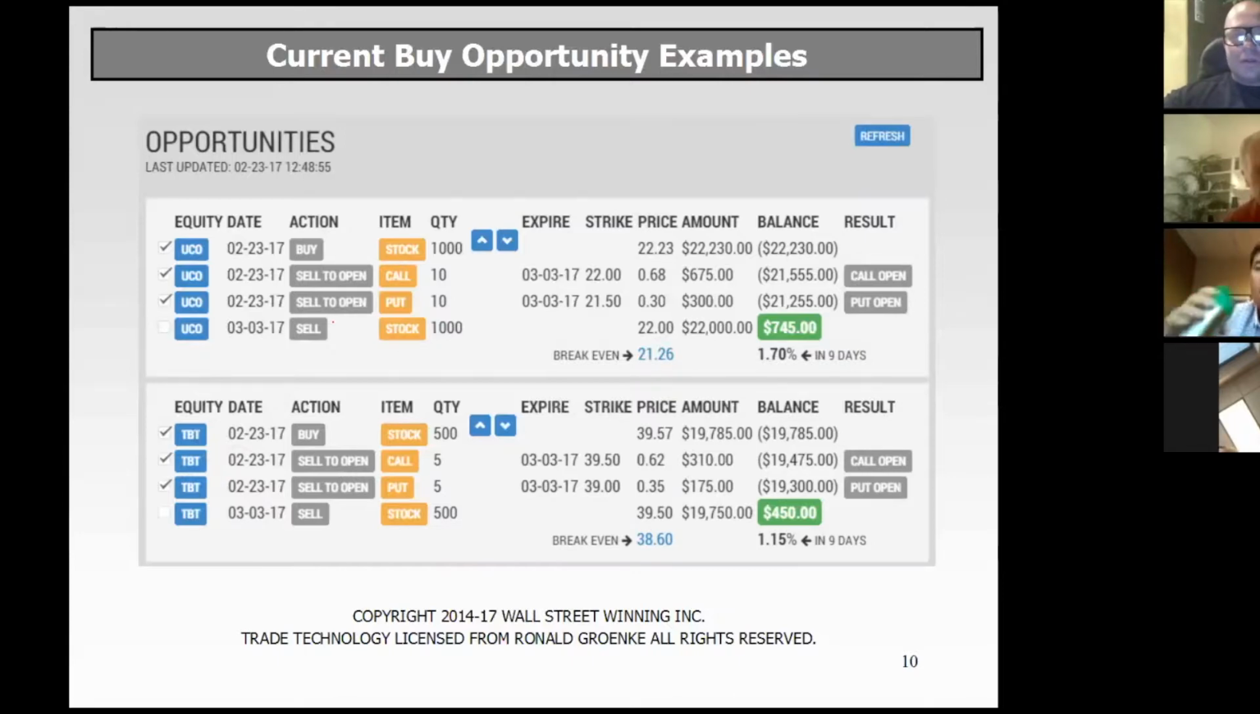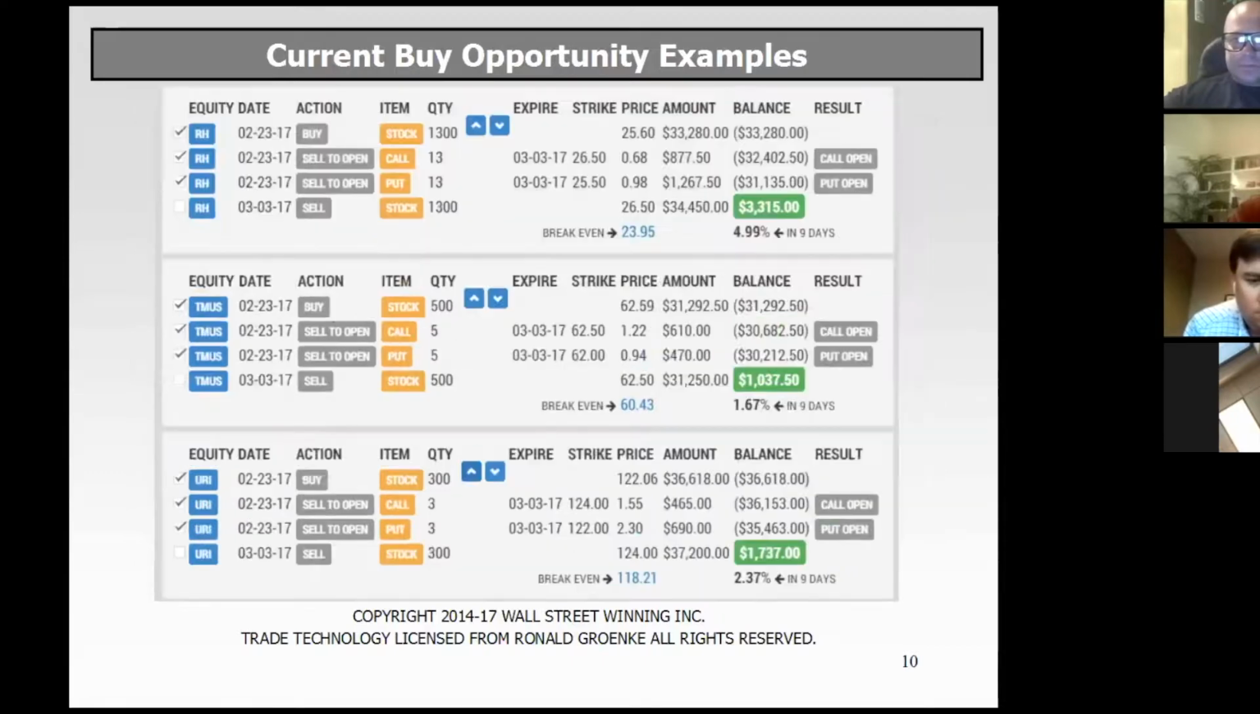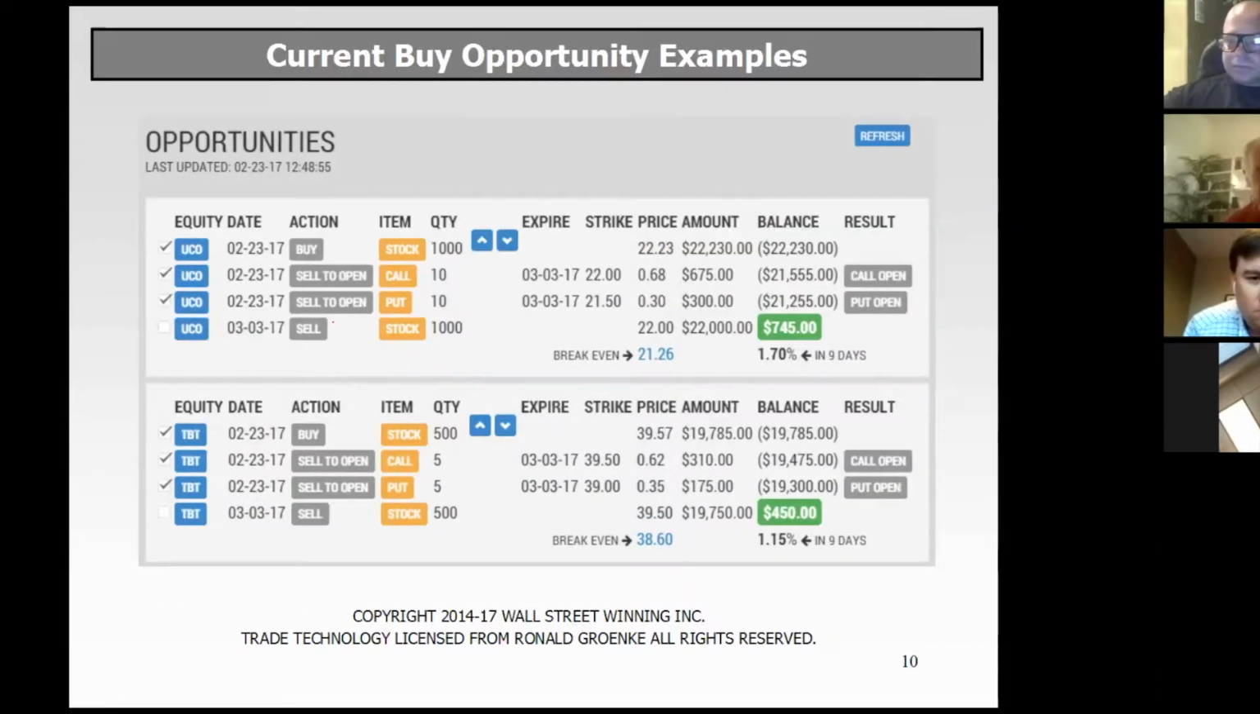Yeah. Big 7 opportunities were published on Sunday. Well, Monday the market was closed, but they were available. So here's a couple. I think I got another page here, right? So I got 5 of them. But the first one is UCO.